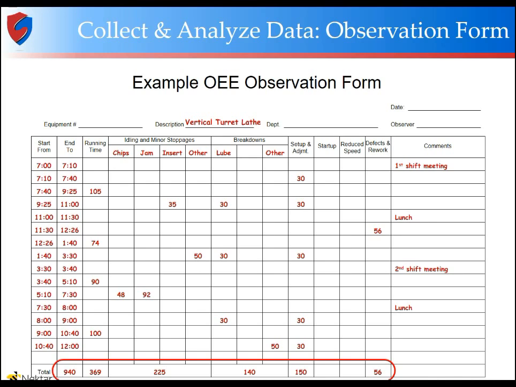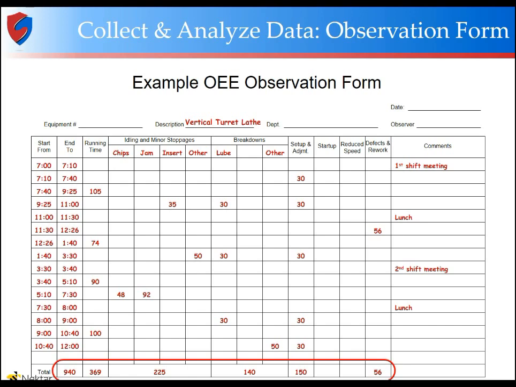Okay, let's look at a quick case study. Here is an example of an OEE observation form for a vertical turret lathe. To the left, we see that the lathe was supposed to run for 940 minutes, but the actual run time was 369 minutes. Here's our 6 major losses across the top. Now, I'll note first that there was times where it was scheduled down, so they had a couple lunch breaks or ran on 2 shifts. So we're only looking at the time that it was supposed to run. It was scheduled for that 940 minutes.